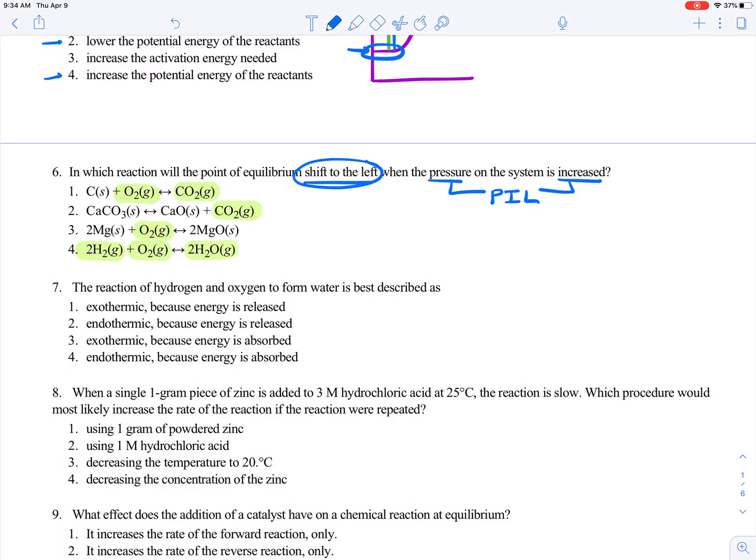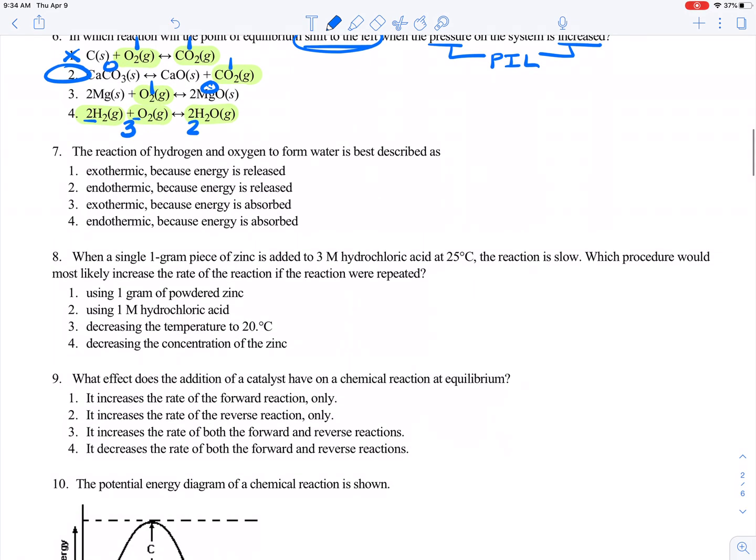For reaction 1, I have 1 mole of gas on the left and 1 mole of gas on the right, so a pressure change isn't going to do anything. For equation 2, I have 1 mole of gas on the right and 0 moles of gas on the left. For equation 3, I have 1 on the left and 0 on the right. And for equation 4, I have a total of 3 moles of gas on the left and 2 moles of gas on the right. If I wanted to shift to the left when the pressure increases, I want fewer moles of gas on the left-hand side than on the right-hand side, so that gives me choice 2.